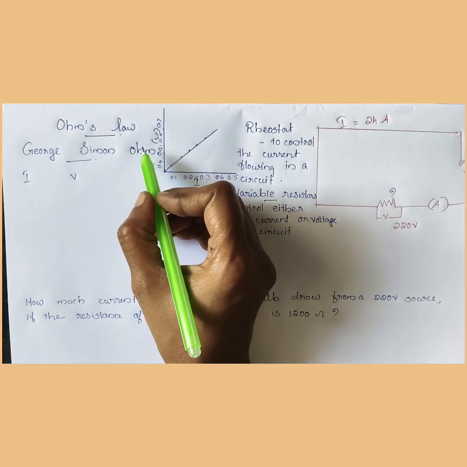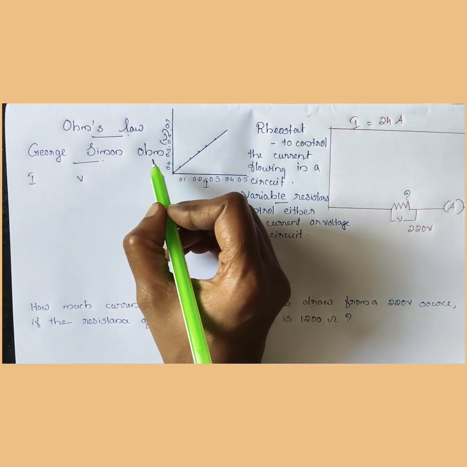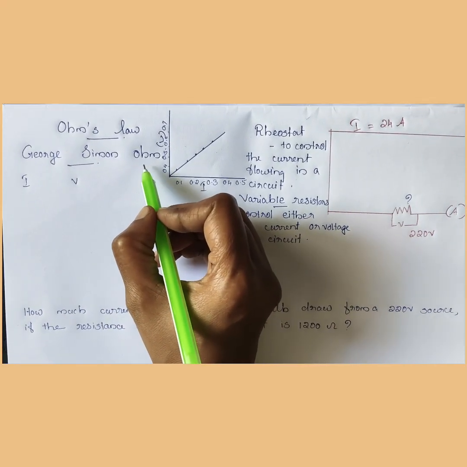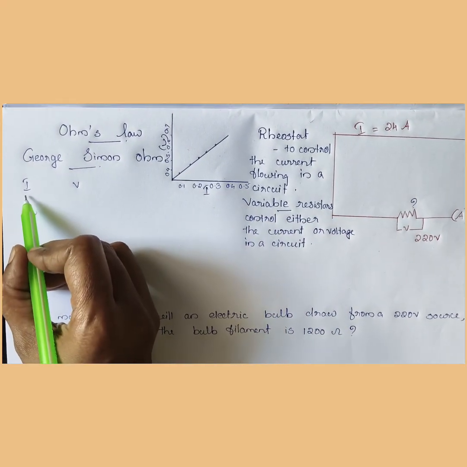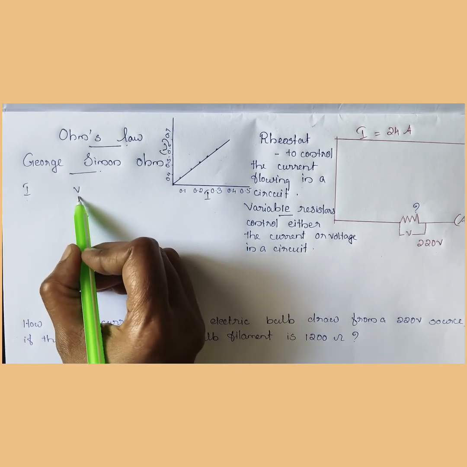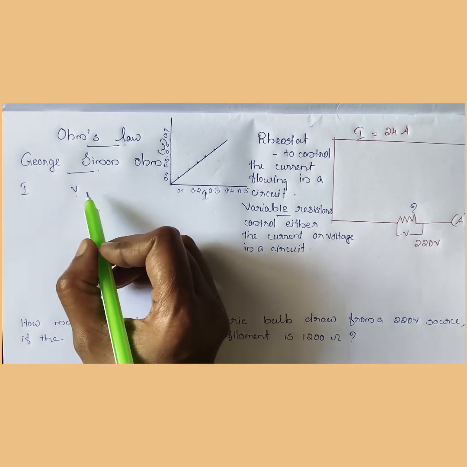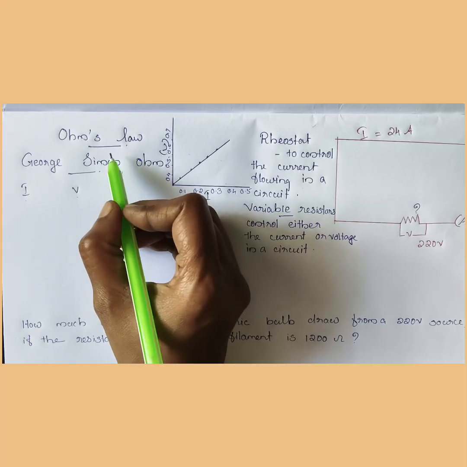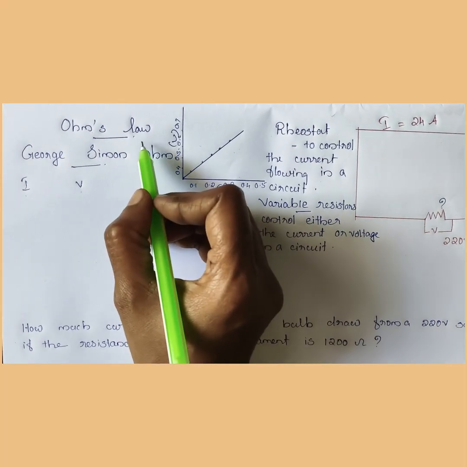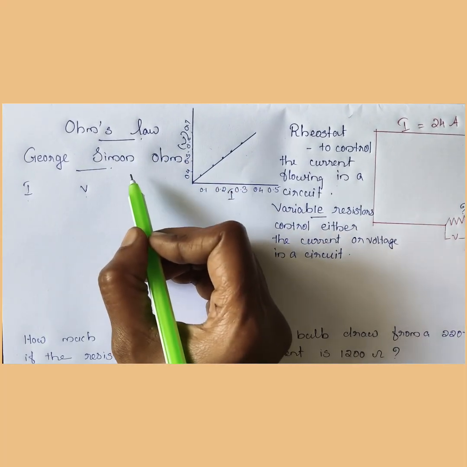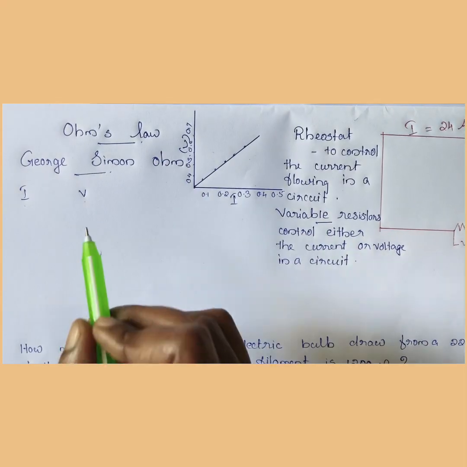That was discovered by one of the scientists, his name is George Simon Ohm. He related the two quantities, that is electric current and potential difference. He made a law that is called Ohm's Law. So today we are going to study about Ohm's Law. What is Ohm's Law? First of all, we can see the definition of Ohm's Law.